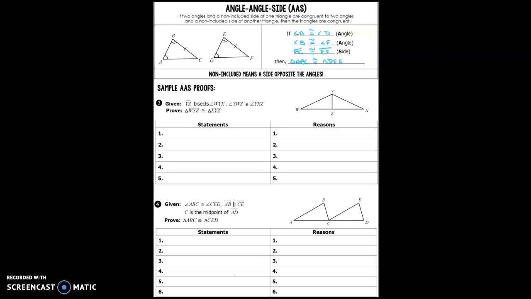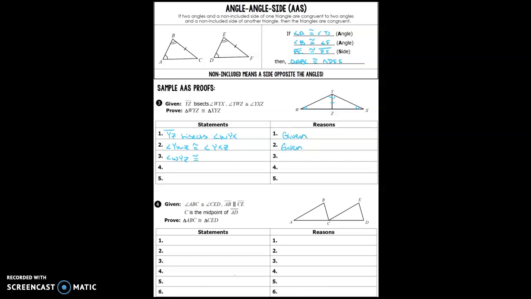So we have that YZ bisects the angle WYX, and we know that angle YWZ is congruent to the angle YXZ. So this is what we know. And so I'm just going to start putting these things on our proof here. So we know that YZ bisects WYX, and that's given to us. And then we also know that YWZ is congruent to YXZ, also given to us.